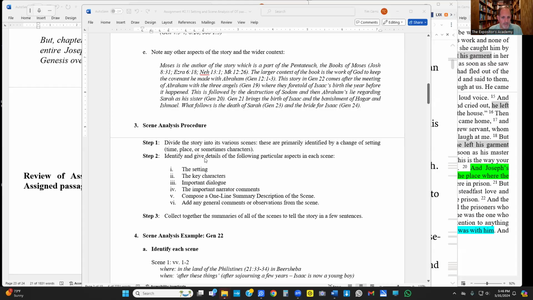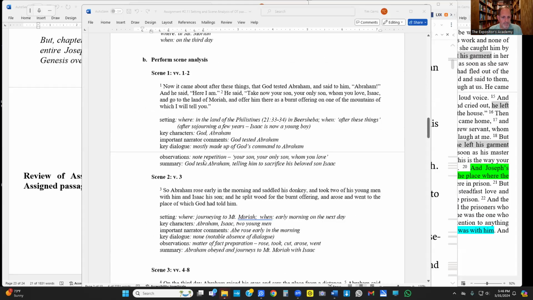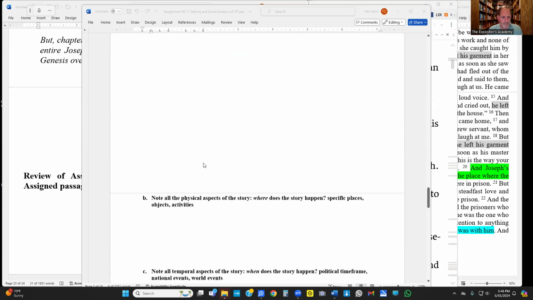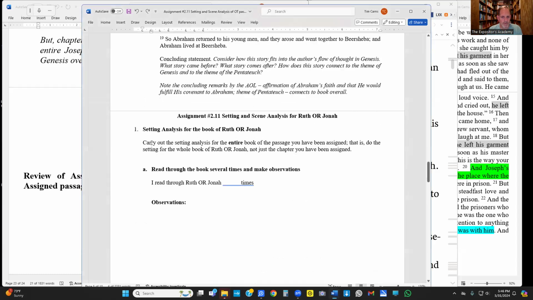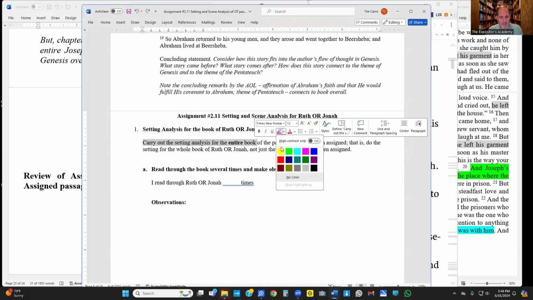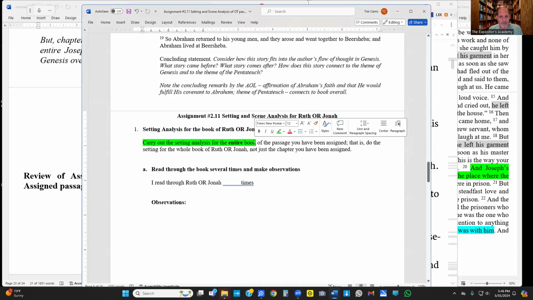Okay. I think, well, hold on a second. Let me confirm that, because I think, let me check. Yeah, just for, carry out, sorry, the setting analysis. Here, I better highlight this: for the entire book of the passage you've been assigned. Okay, so you're going to do the setting for the whole book. Now, Ruth and Jonah is very small. All right, so just give us the setting of the book.